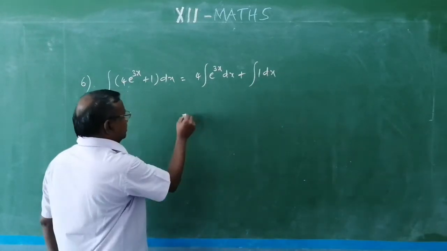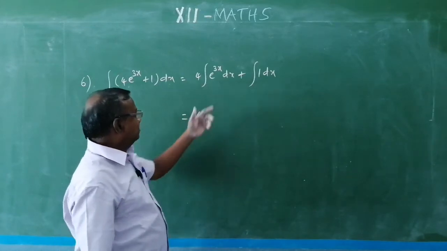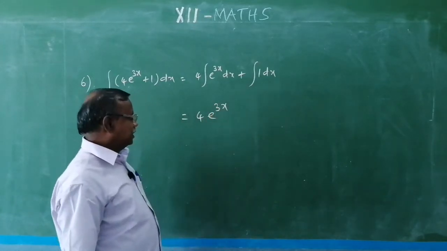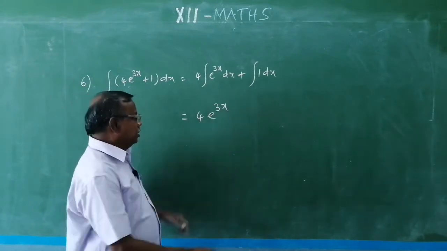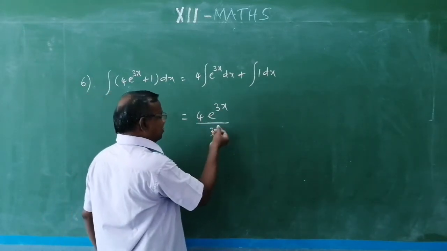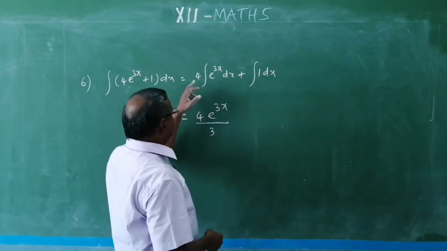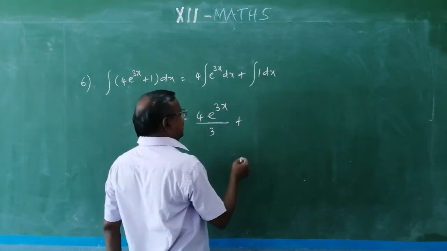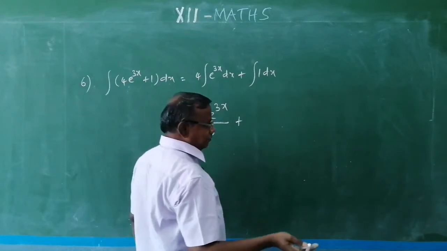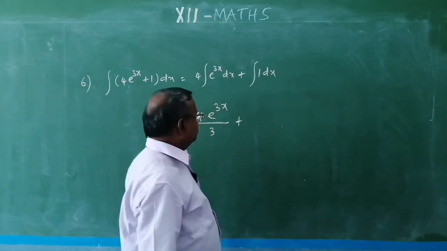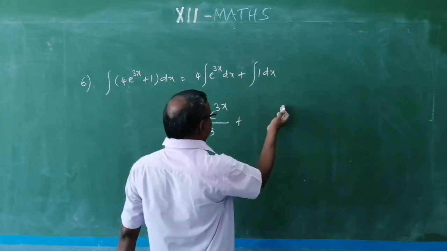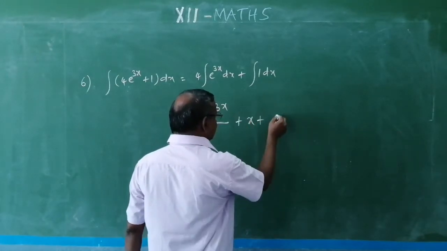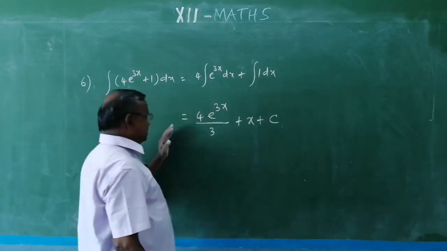Now 4 into e power 3x: integrating e power 3x gives e power 3x, but the coefficient of x should come to the denominator, as I explained just now. So this is 4 by 3 into e power 3x plus, integrating 1 becomes x, since differentiating x gives 1. So integral of 1 dx is x, and we put one arbitrary constant finally, plus c. So this is the answer.